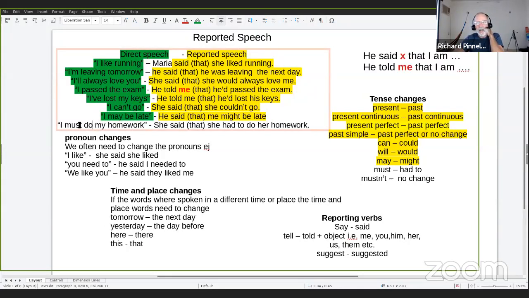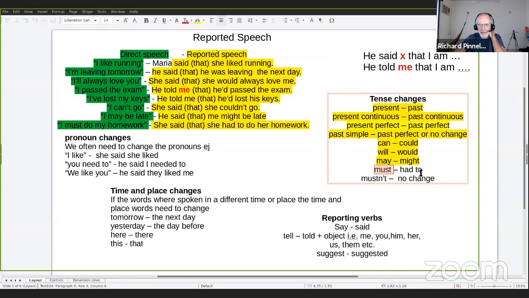Finally, I must do my homework. Obligation. I must do my homework. When we report that, we say she said that she had to do her homework. We have to use had to, because there is no past of must. And just a note here, if it's in the negative, mustn't, there is no change.